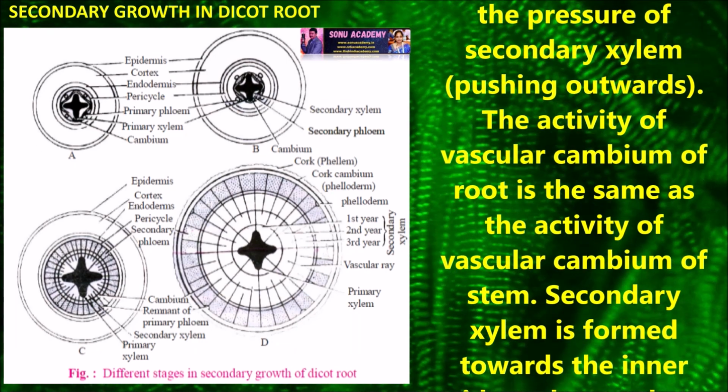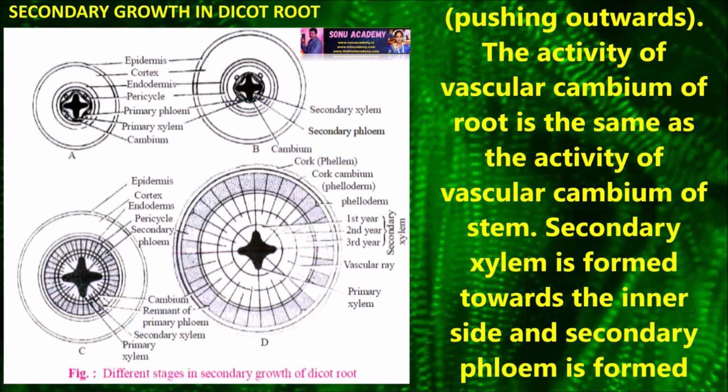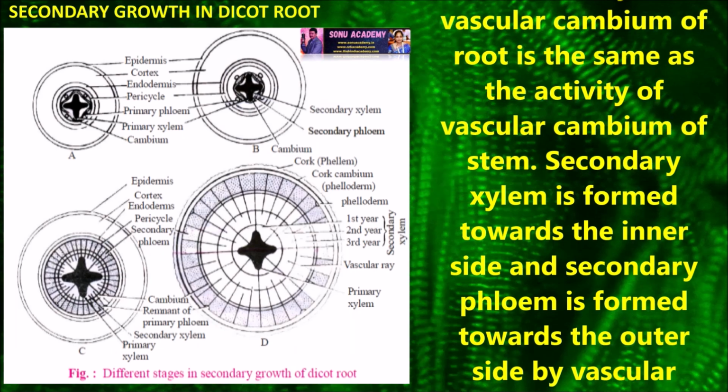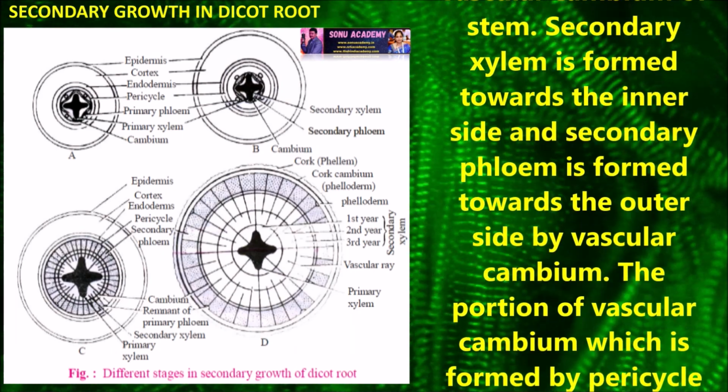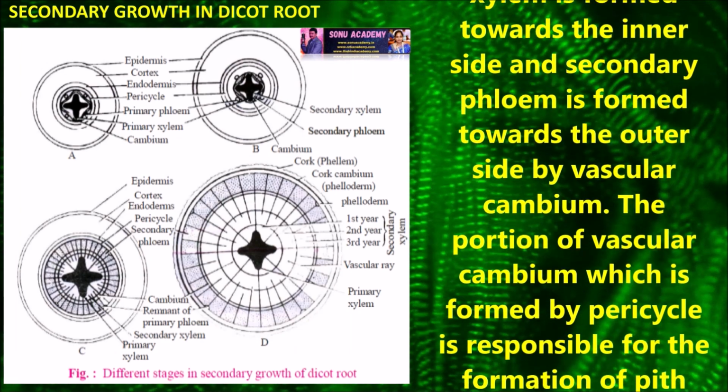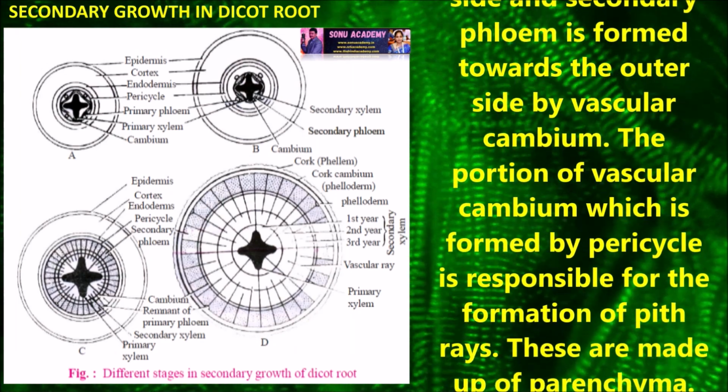The activity of vascular cambium of roots is the same as the activity of vascular cambium of the stem. Secondary xylem is formed towards the inner side and the secondary phloem is formed towards the outer side by vascular cambium.